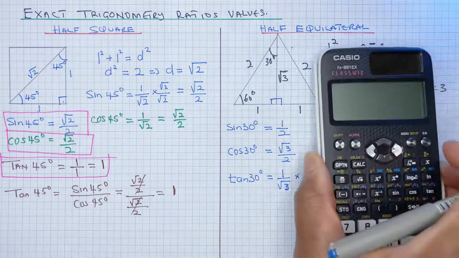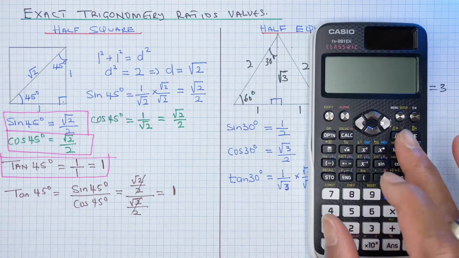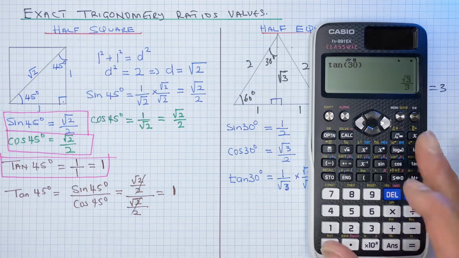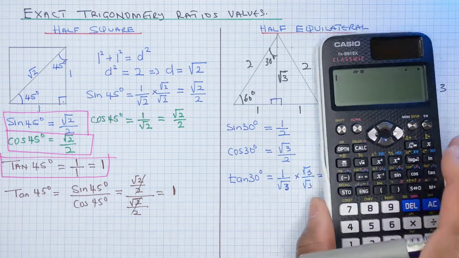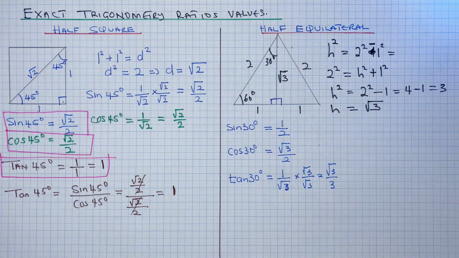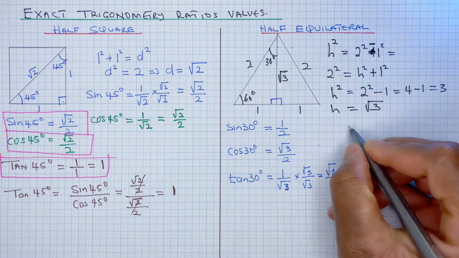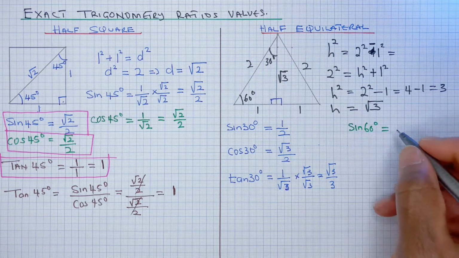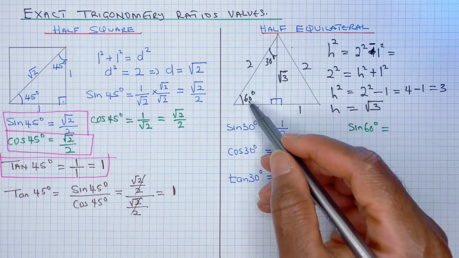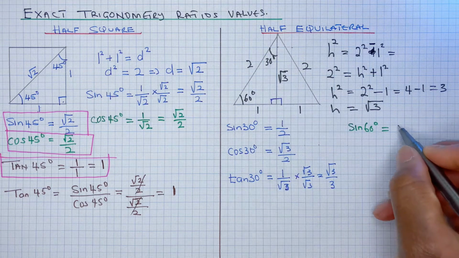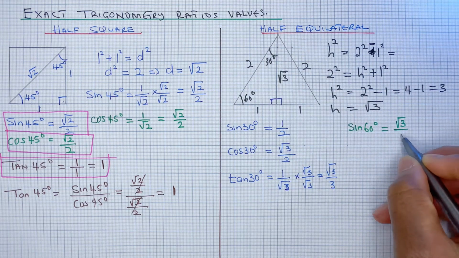We could check with a calculator to just see what we got if you do tan of 30 degrees. Put tan 30, close the bracket, root 3 over 3. Okay, so that's tan 30. What about 60? Well, we could try that for sine 60. Sine 60 will be opposite over hypotenuse. So that'll be root 3 over 2.